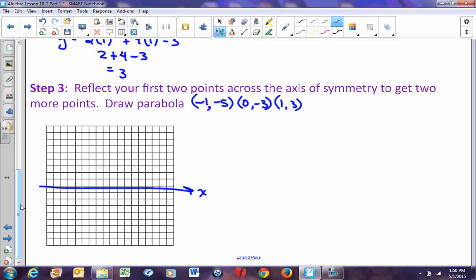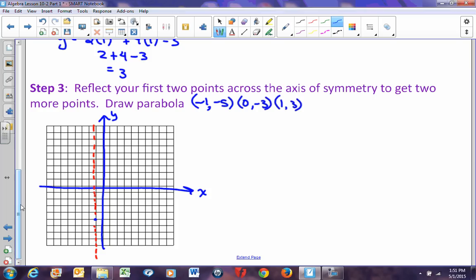My x-axis, my y-axis. So I have the point -1, -5: -1, then 1, 2, 3, 4, 5. That happens to be my vertex, which means my axis of symmetry is along this line. We like to draw the axis of symmetry as a dashed line, because we're not reflecting over the y-axis anymore, we're reflecting across the axis of symmetry.